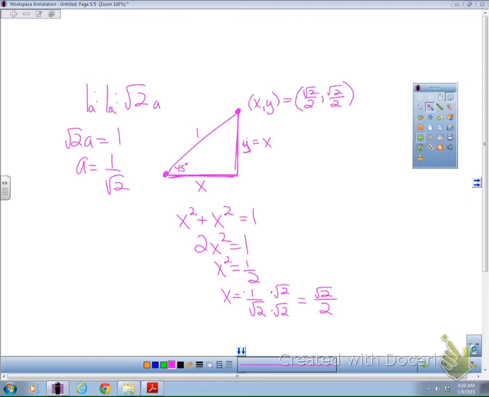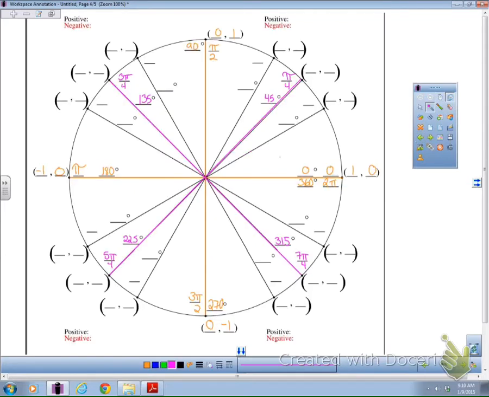All right, so going back, we know that this is, again, I'm using these as fraction bars, square root of 2 over 2, square root of 2 over 2. But the thing is, circles have symmetry. Yes? So if it's square root of 2 over 2, square root of 2 over 2 in quadrant 1, what do I have over here? Negative square root of 2 over 2. My y value is what? Positive square root of 2 over 2. Quadrant 2 is negative positive.